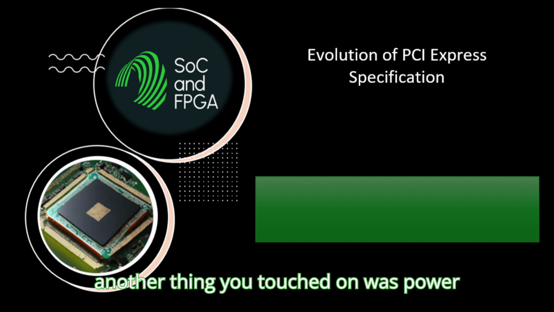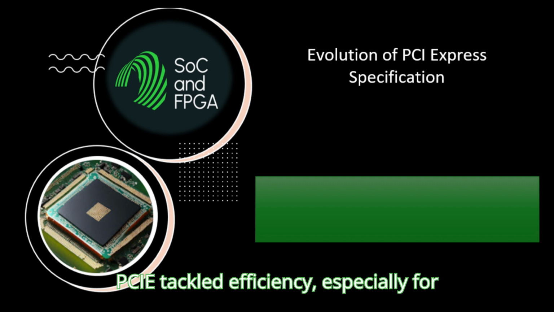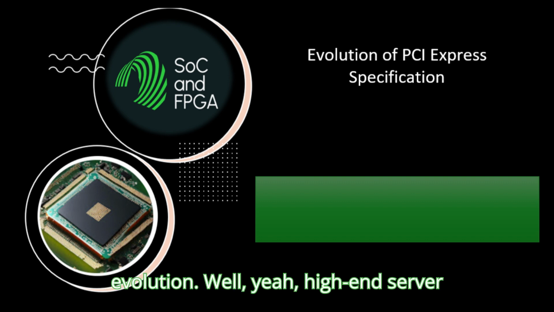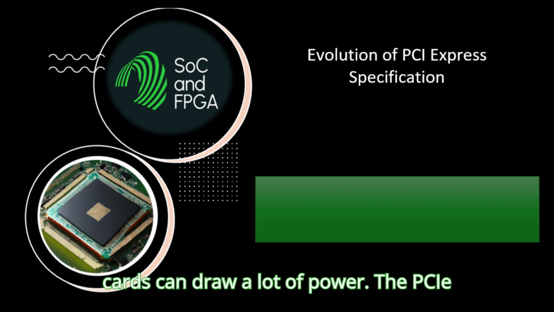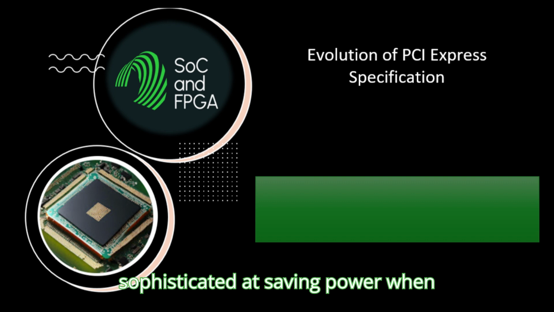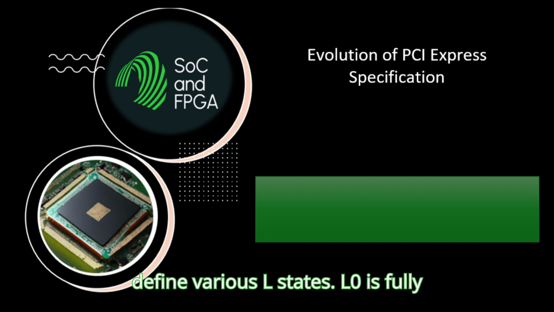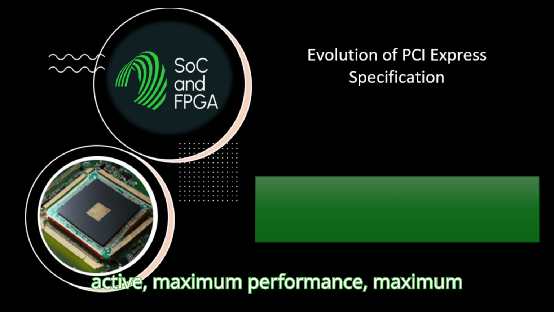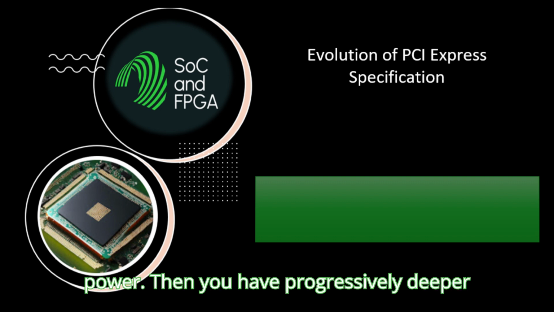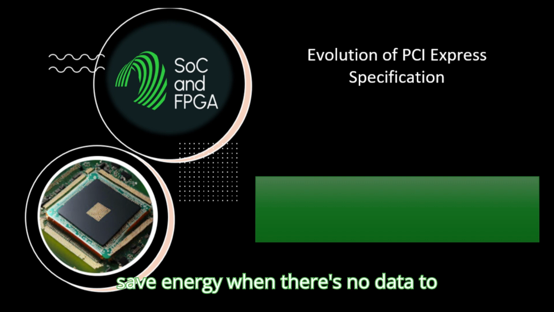Okay, another thing you touched on was power management. Early high-performance stuff could be pretty power-hungry. How has PCIe tackled efficiency, especially for laptops? That's another critical evolution. While high-end server cards can draw a lot of power, the PCIe standard itself has become incredibly sophisticated at saving power when possible. This was vital for getting PCIe into mobile devices. How does it work? Different power states. Exactly. They define various L states. L0 is fully active, maximum performance, maximum power. Then you have progressively deeper sleep states, L1, L2, L3, where parts of the link are powered down to save energy when there's no data to transfer.